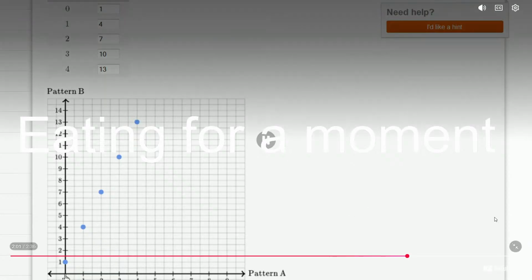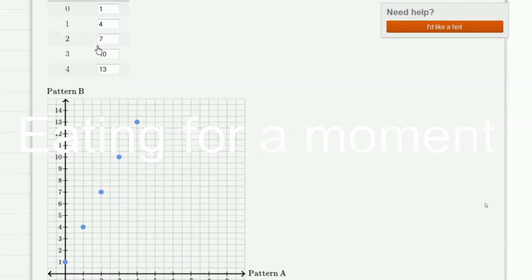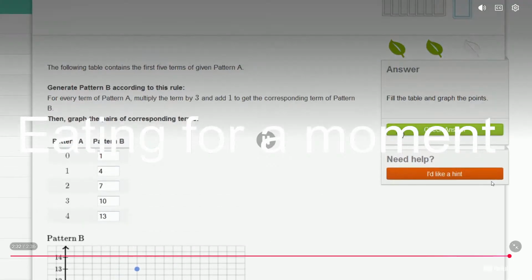We see pattern A starts at 0 and increases by 1, while pattern B starts at 1 and increases by 3, which makes complete sense. It makes sense it starts at 1 because all of these you multiply by 3 and add 1. So you start at 1, and then the fact that we're multiplying by 3, that's what's leading to the distance between these points being 3. So let's check our answer, make sure we got this right, and we did.